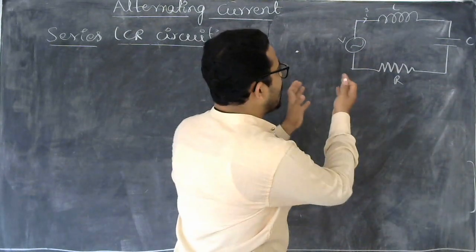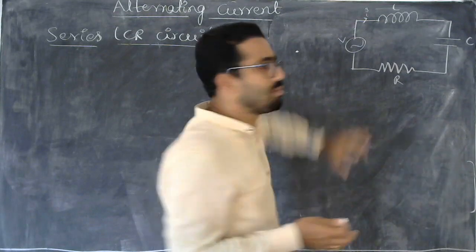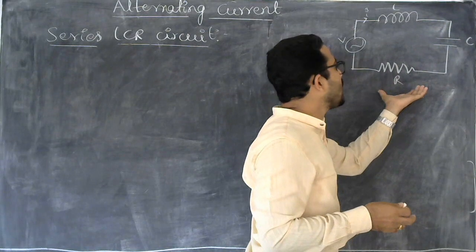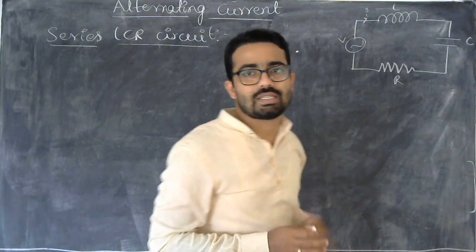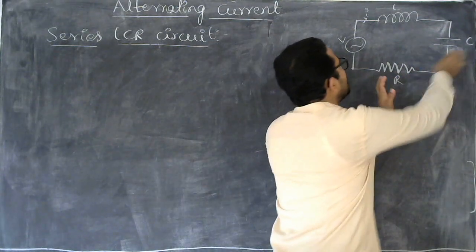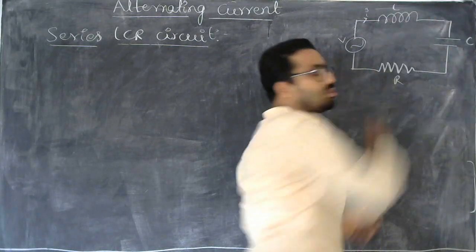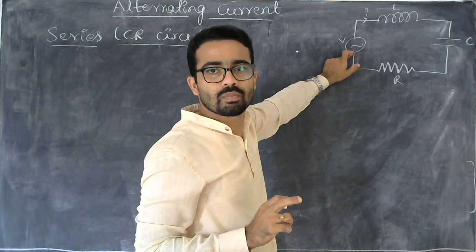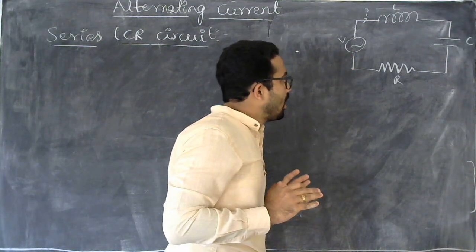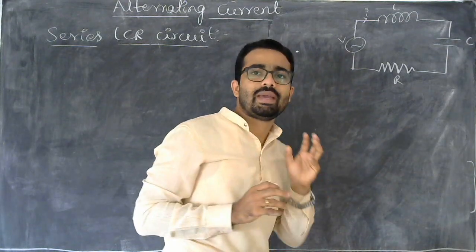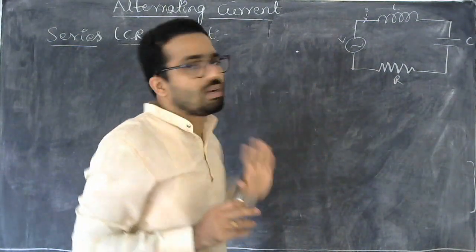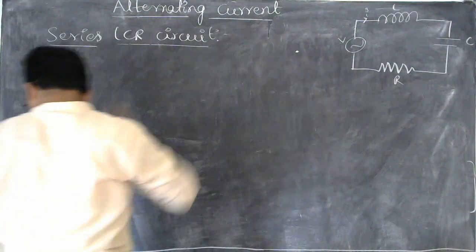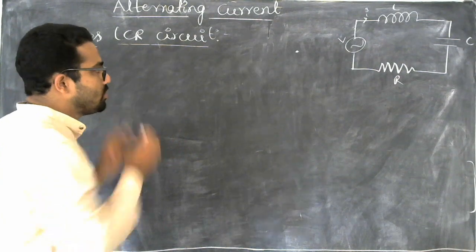It will split like some quantity of voltage will develop across L, some other across the capacitor, and the remaining across the resistor. So if you take the sum of the potentials around these three components, that will be equal to the potential across this. Okay, this is a basic thing we can understand from this diagram. So let us derive this.